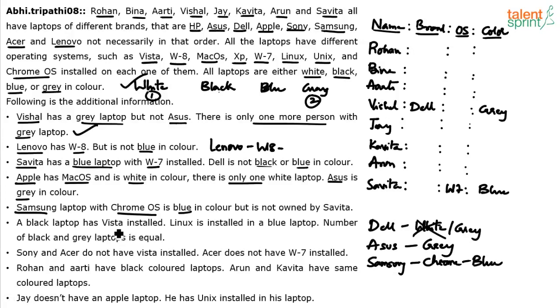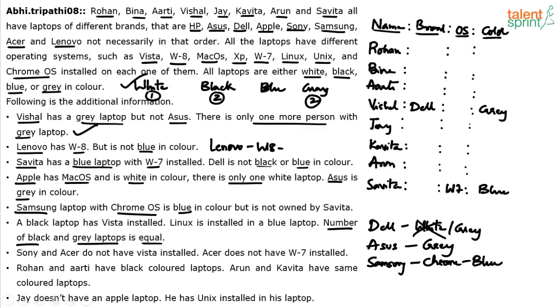A black laptop has Vista installed. Okay, there's one black laptop which has Vista installed. Linux is installed in a blue laptop. Number of black and gray laptops are equal. Now this point is interesting. See, there are two gray laptops. So the number of black laptops also should be 2, because the number of black and gray is equal. So if this is 2, this also is 2.